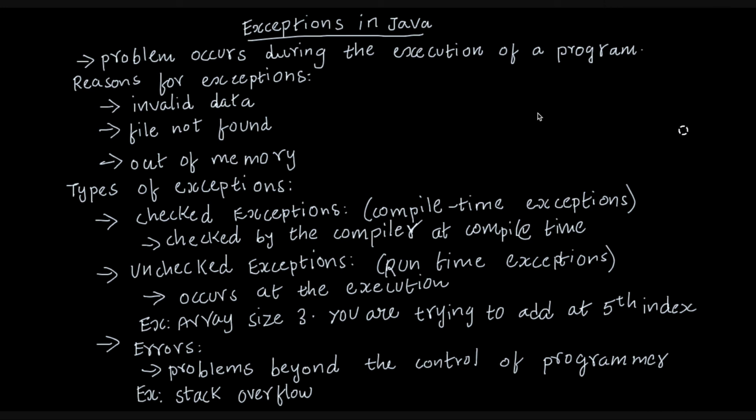Similarly, in programming languages, especially in Java, runtime exceptions are very common. For example, if you have created an array of size 3, and you're trying to add an element at the 5th index, then it would cause an array index out of bounds exception. So this is the second type of exception.